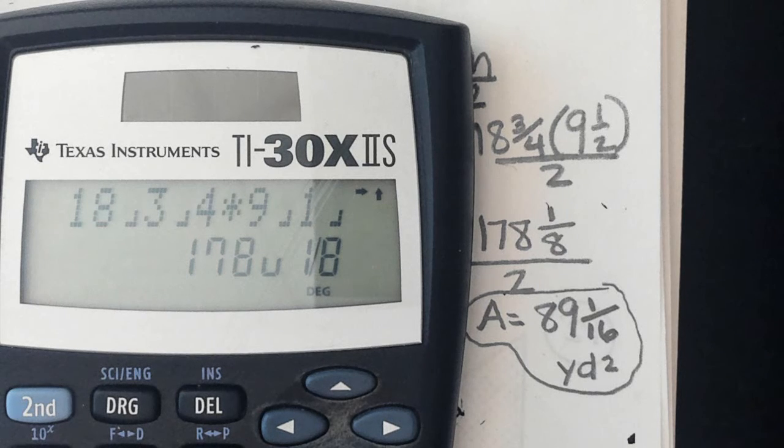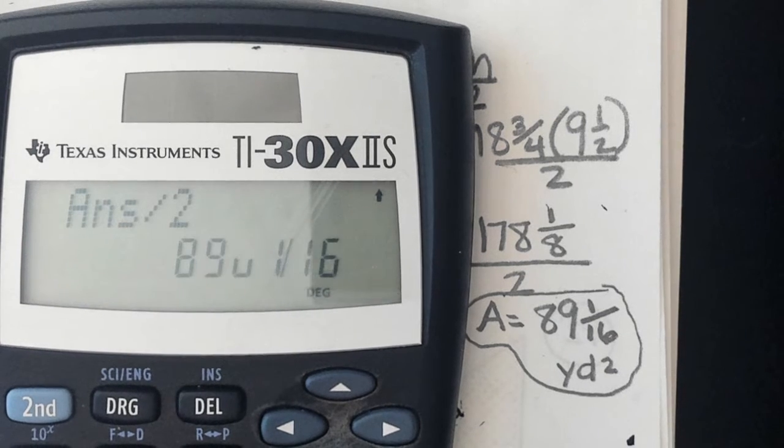Okay. That is just the top multiply, guys. That's just 18 3/4 times 9.5. Can y'all get that far? Did everybody get that far? Okay. So the last step is divide by 2. Like I just said, we still got to do this to get that final answer.